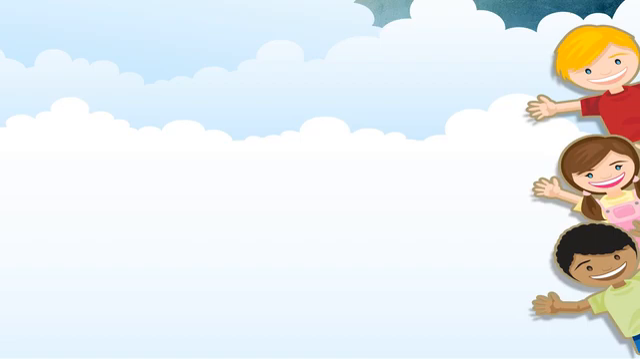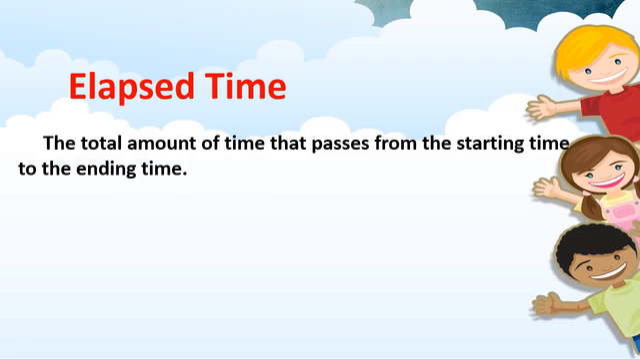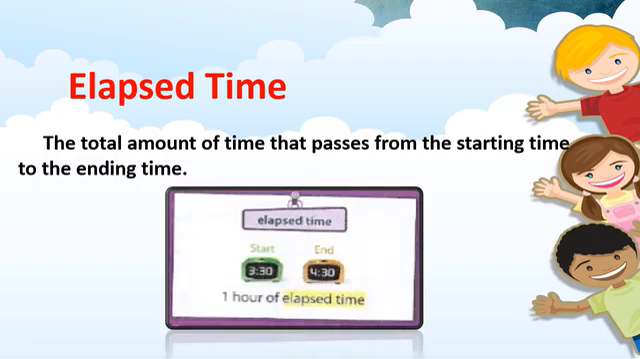But before we proceed to our lesson, let us first know the meaning of some words. We have here elapsed time. What does elapsed time mean? The total amount of time that passes from the starting time to the ending time. So look at the picture. As you can see, the time started at 3:30 and ends at 4:30. So there is 1 hour of elapsed time.